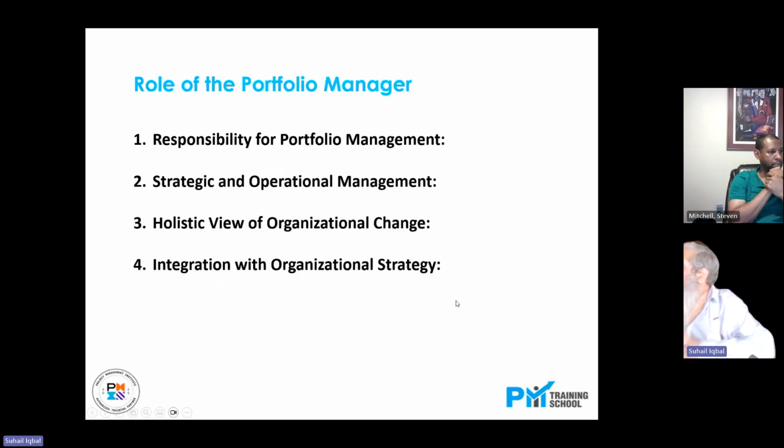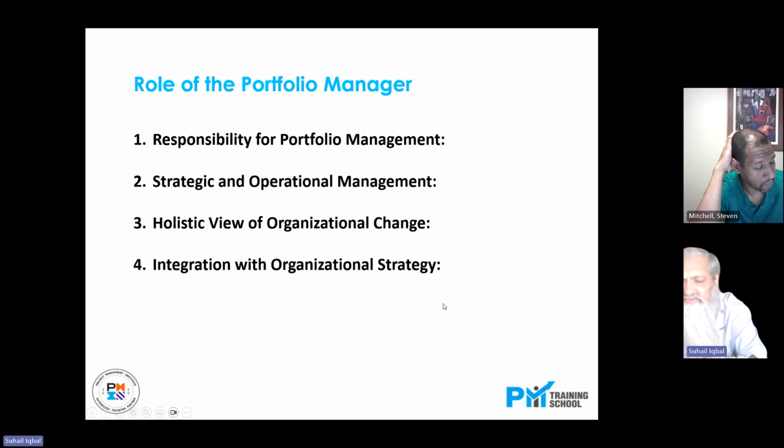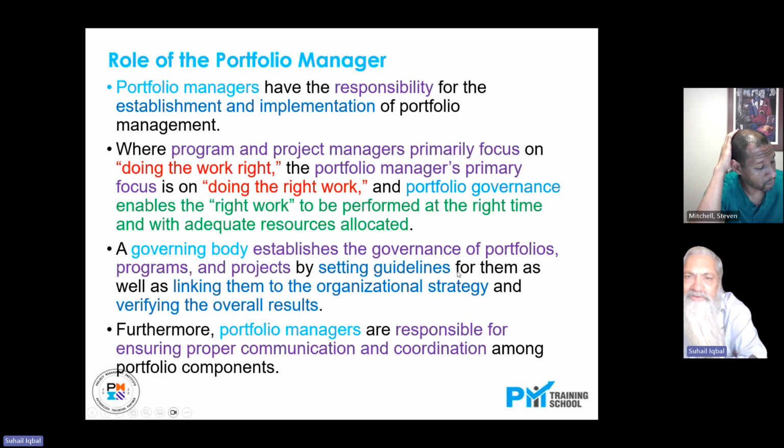Okay, we move on to the role of portfolio manager. Now, this is interesting because it talks about many responsibilities or roles of the portfolio manager. We have got strategic and operational management. We have a holistic view of organization change, integration with the organization strategy and all that. But we are more concerned about the role. Portfolio managers may have the responsibility. Now, this introduction is important to read.